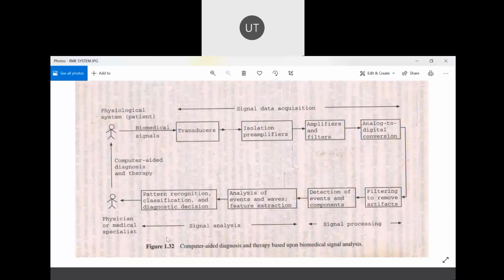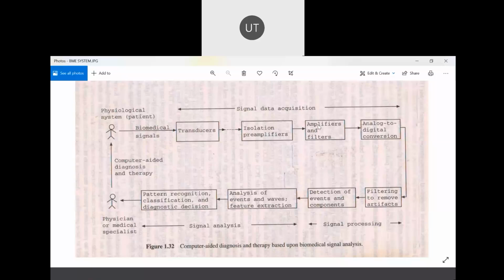In the earlier one, only 2-3 simple blocks were shown, like human body or subject, then transducer, then signal conditioning, then display, recording or control feedback. But here you can see the detailed blocks. The physiological system of the patient is given, then signals related to the body, which are called biomedical signals, are given to the transducers. Then you have to separate out the noise as well as increase the level of that signal. So that is the isolation preamplifier.